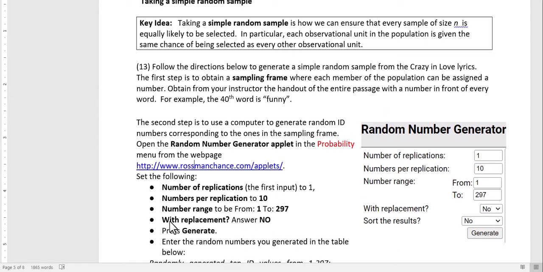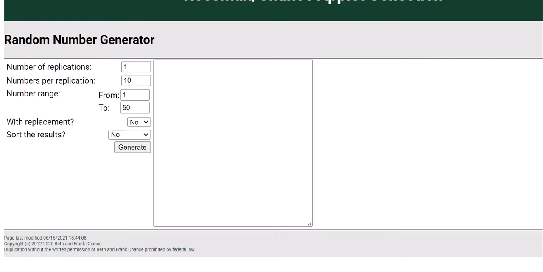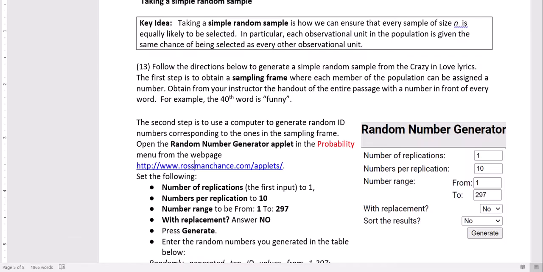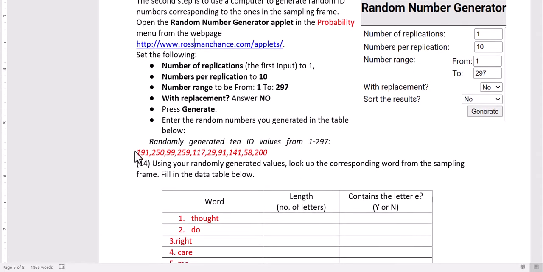So let's go back to the applet and put those numbers in. So we have 1, 10, from 1 to 297 without replacement, and then sort the results, no, and then click generate. That's going to give you a set of numbers, and so write those numbers down in your notes. For me, when I did it, these are the numbers that I had gotten.